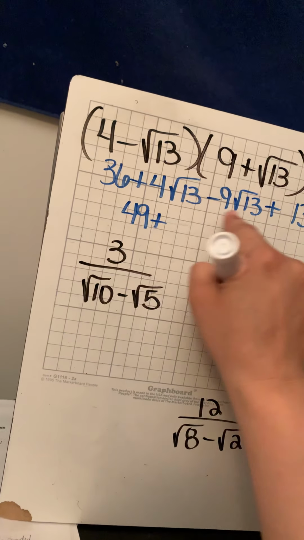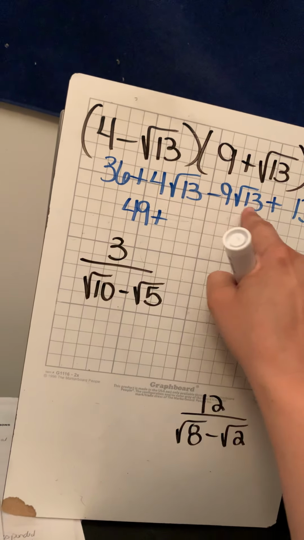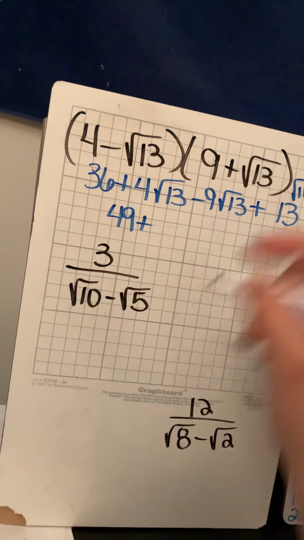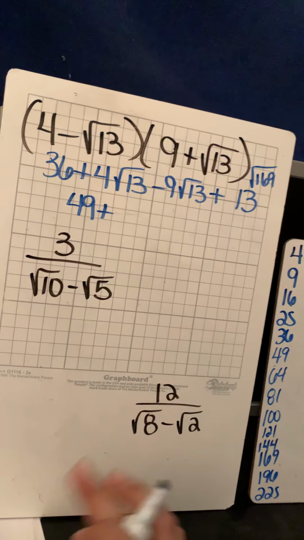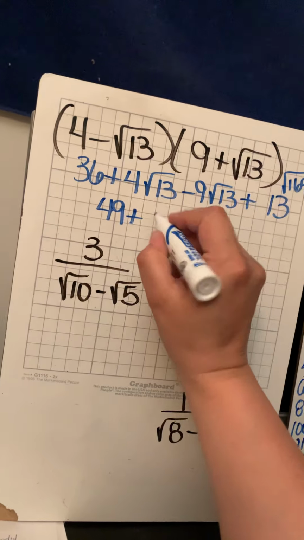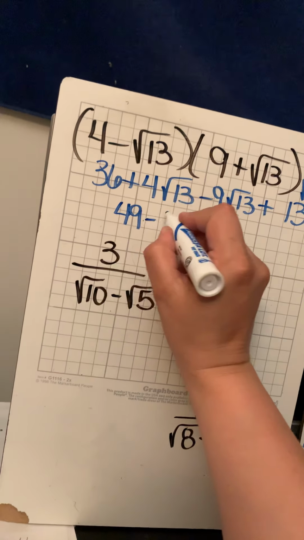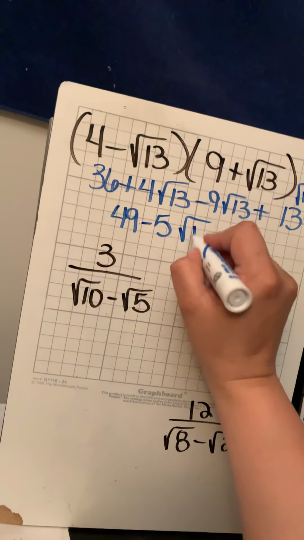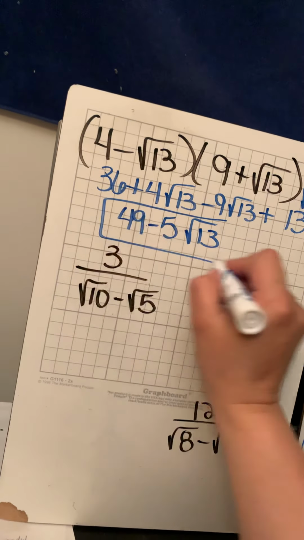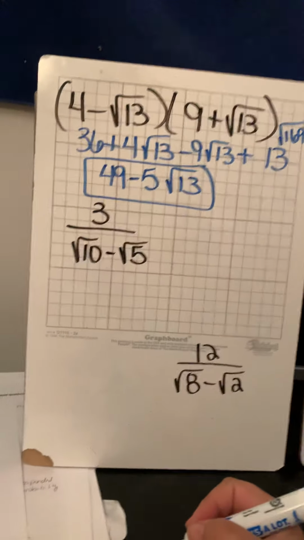I can combine those two, and notice that root 13 is fully reduced. You don't have to reduce it any further. What's 4 minus 9? So I'm going to change that to a negative 5 root 13. Done. All right.